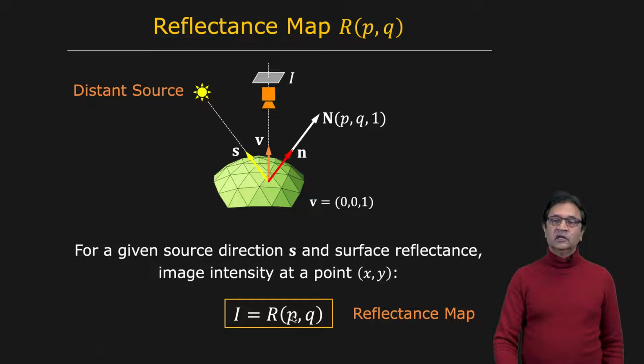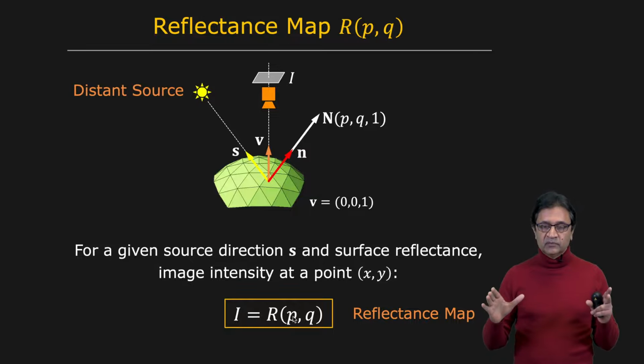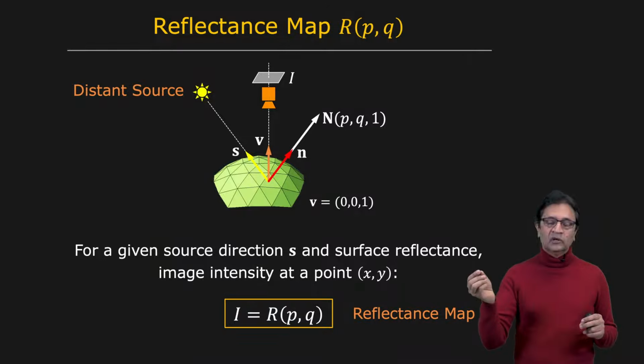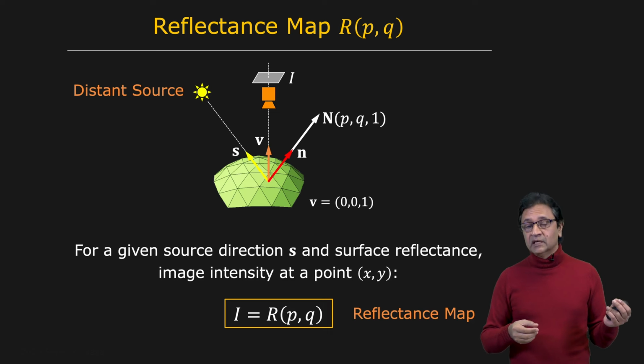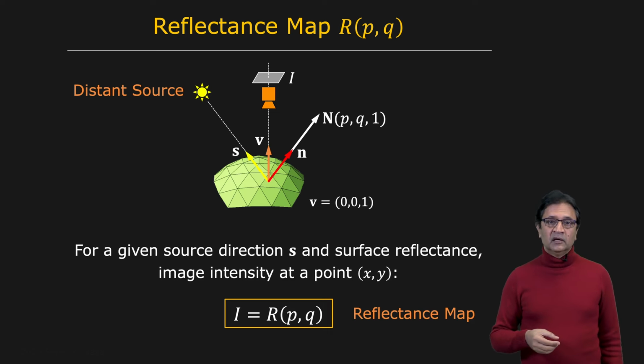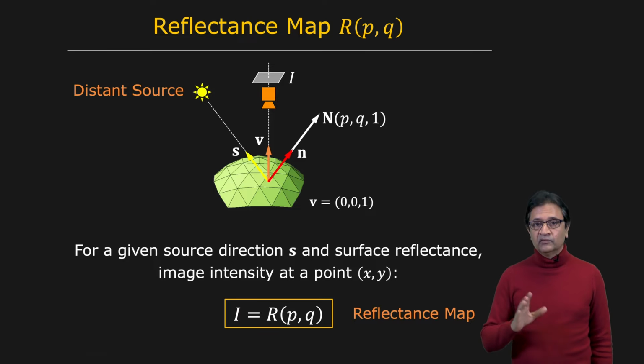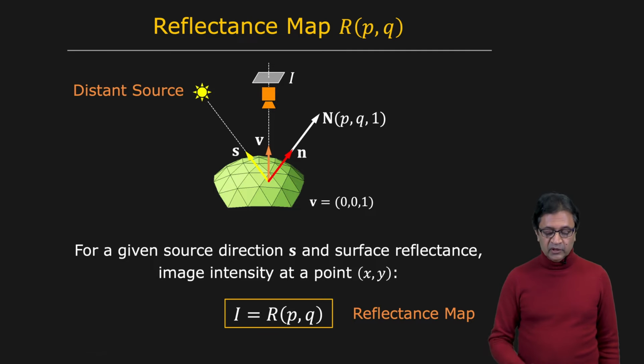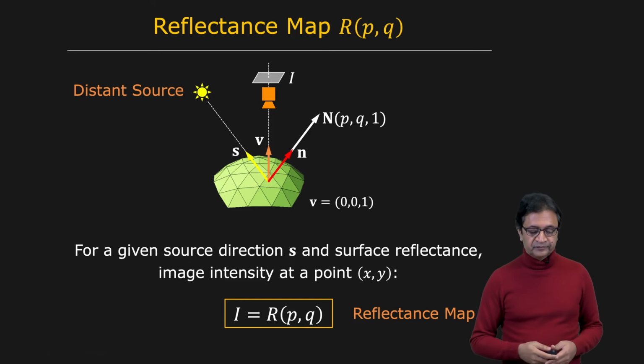So in other words, once you have the reflectance map, if you tell me what the surface orientation is at a point, I can plug that into the reflectance map and tell you what intensity that surface orientation, that scene point, would produce. Now, of course, we want to go the other way. We want to go from image intensities to surface normals.